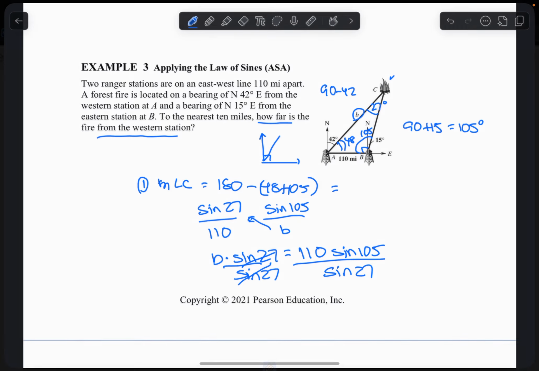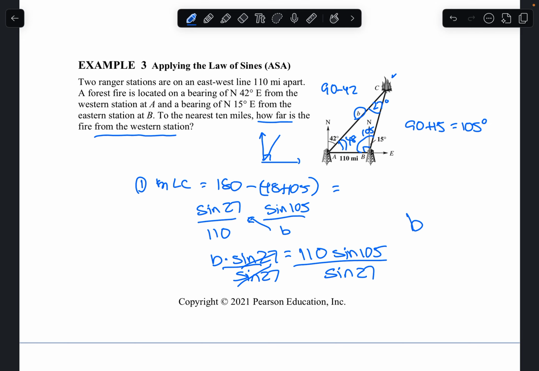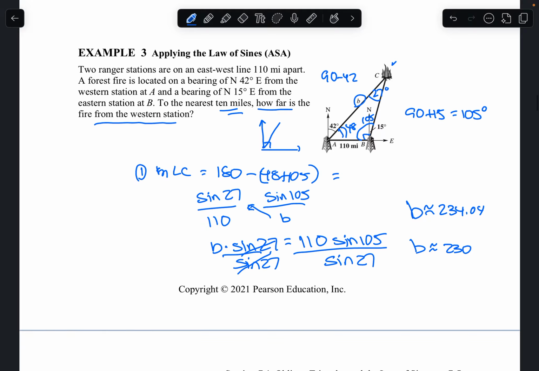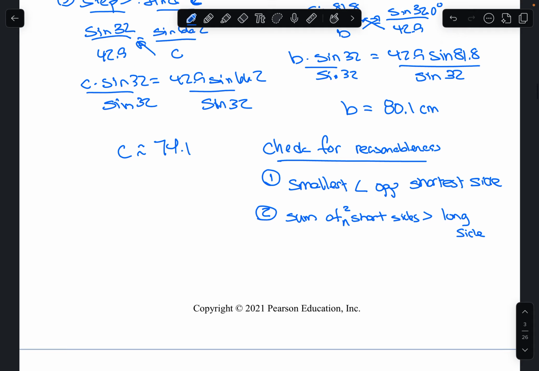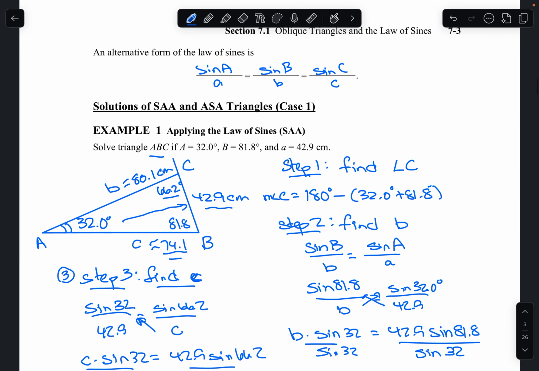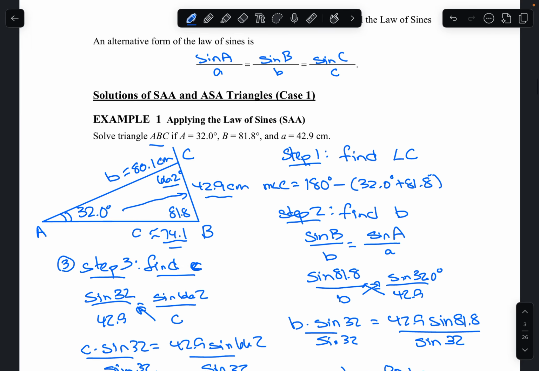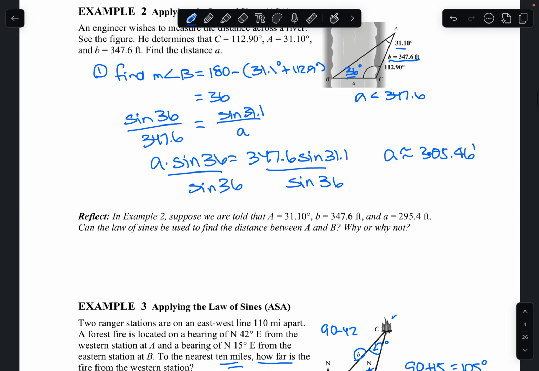234.04. Now, make sure you read the directions for what they want. They say to the nearest 10 miles. Therefore, our answer: 230 miles, rounded to the nearest 10. So that's using law of sines when we know angle, side, angle, or we know two sides and an angle.